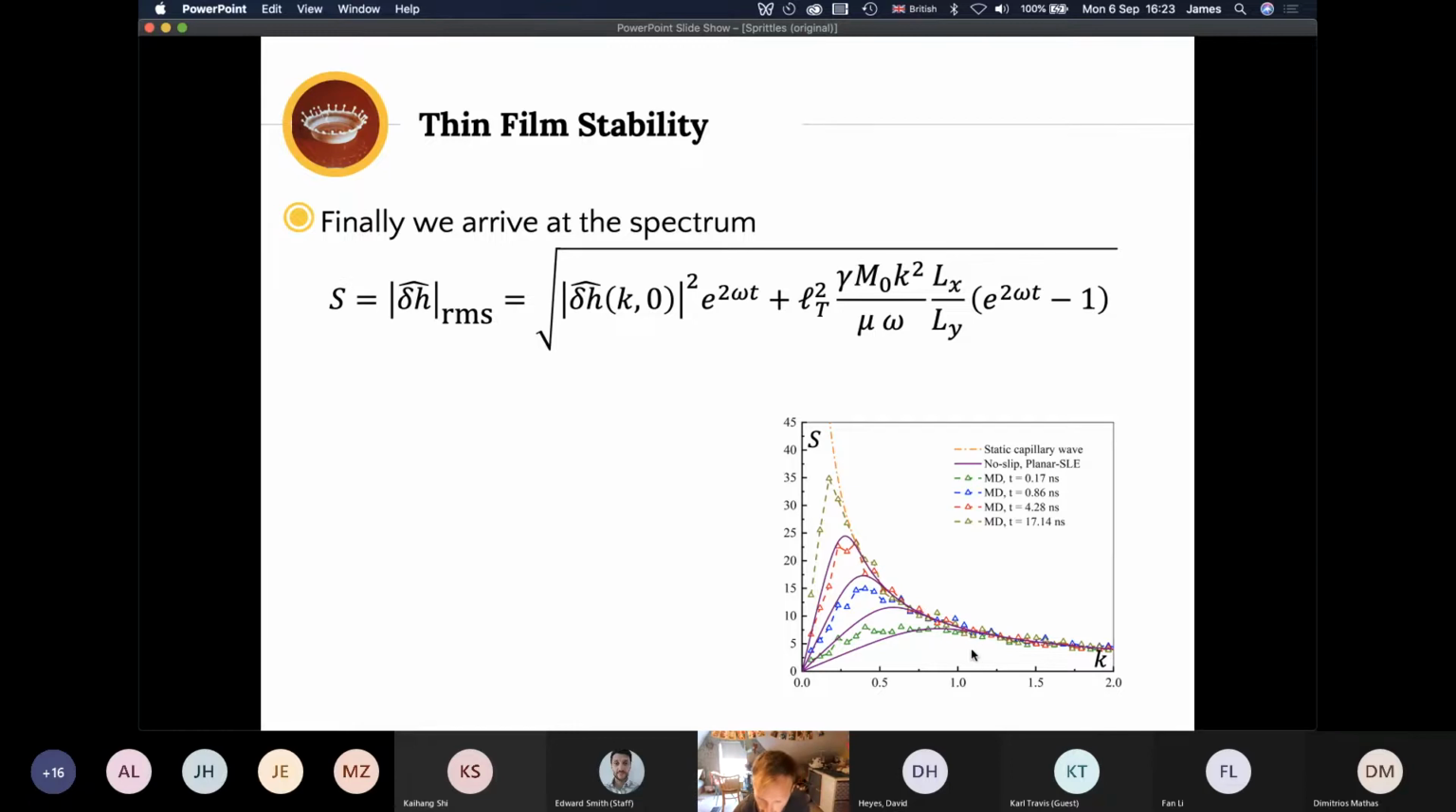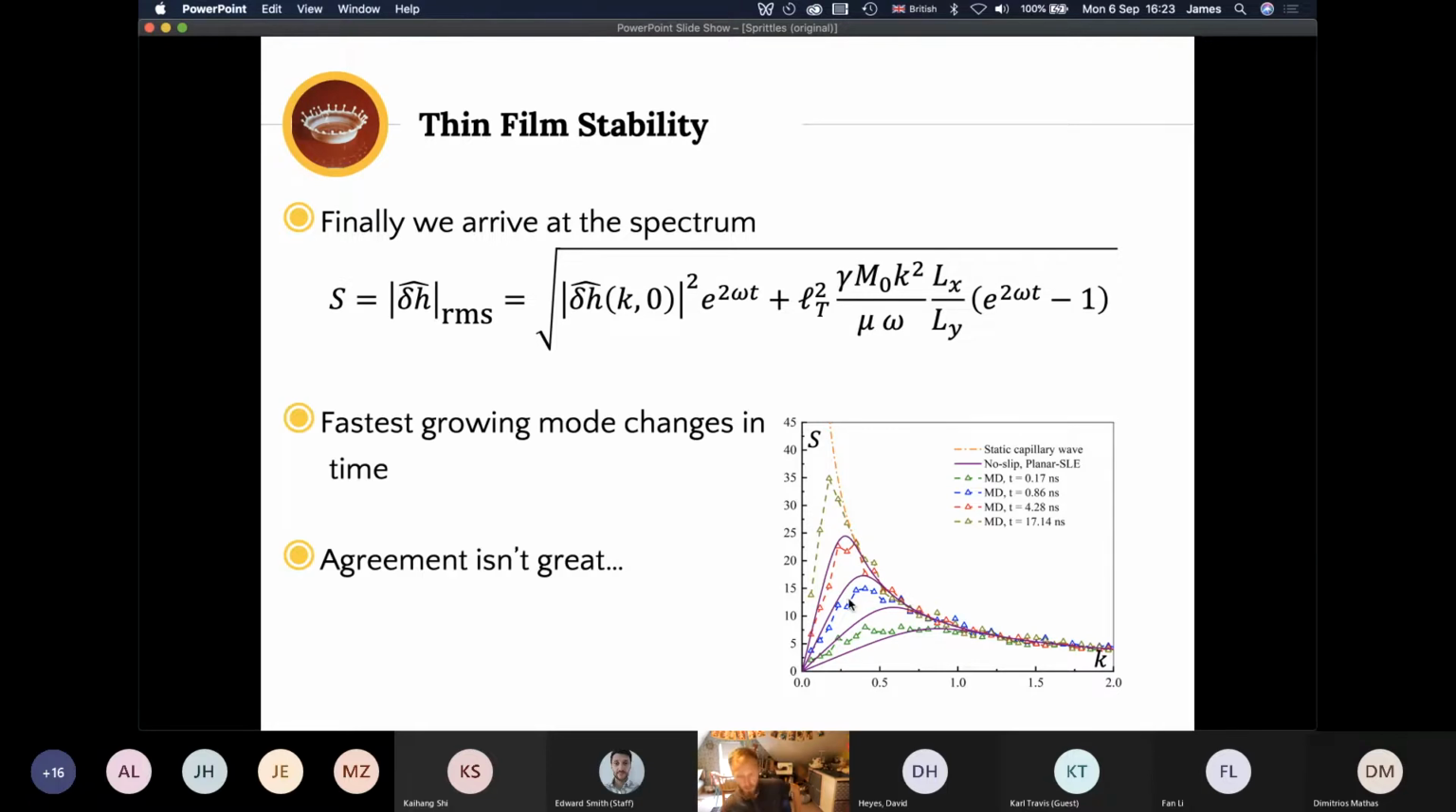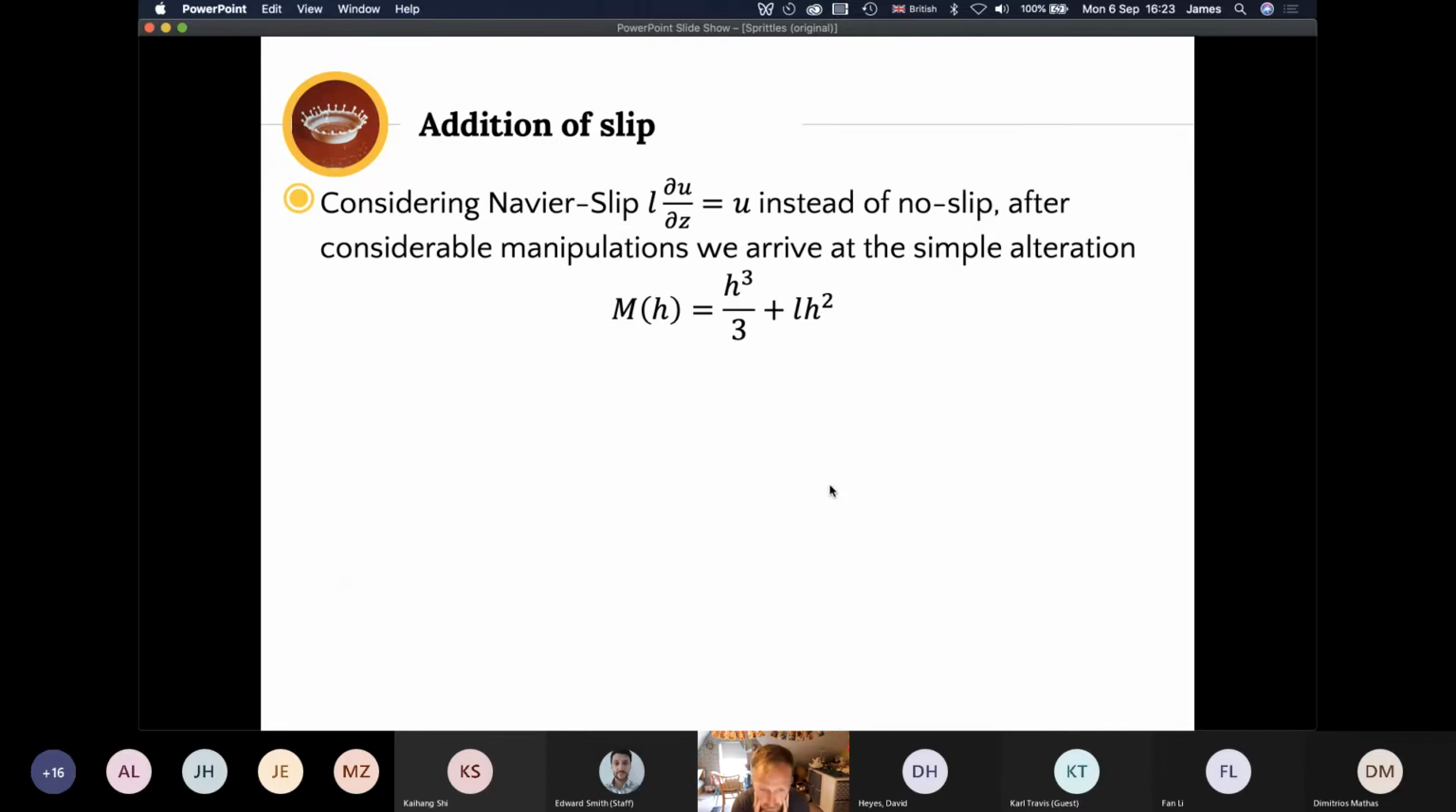So it's kind of okay-ish. It predicts some of the key features. For example, you see the fastest growing modes change in time, which is a non-classical feature due to the fluctuations. But clearly the agreement isn't great, particularly at these later times. That's no real surprise because we use no slip, and we know from both our MD and a huge amount of literature that we usually have slip, and that Navier slip can describe it relatively well.